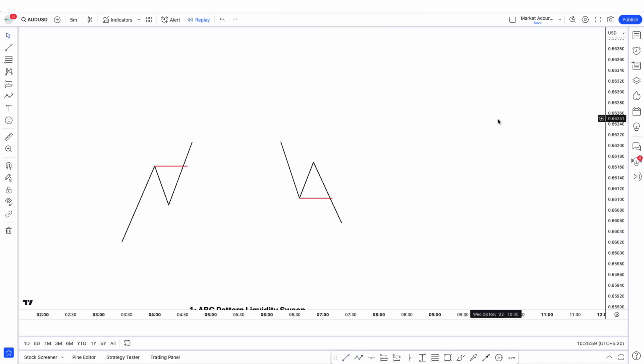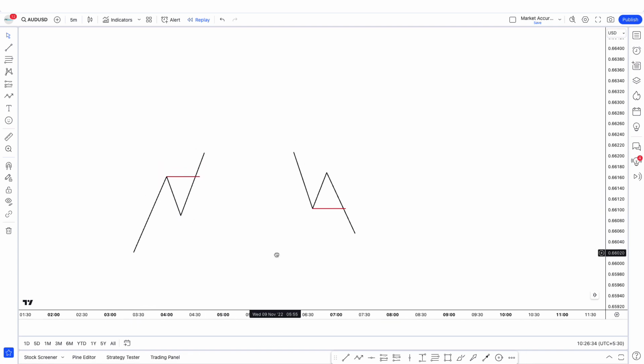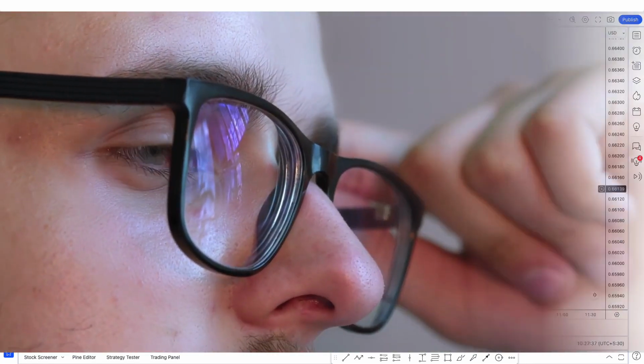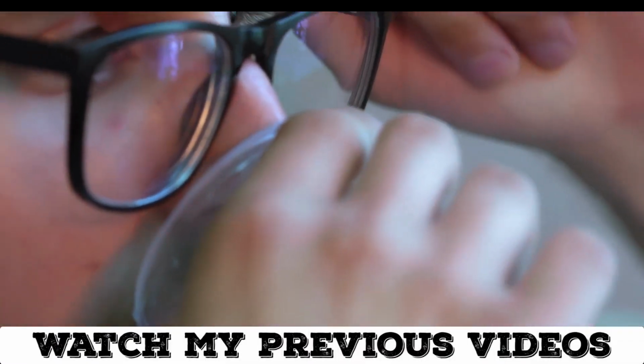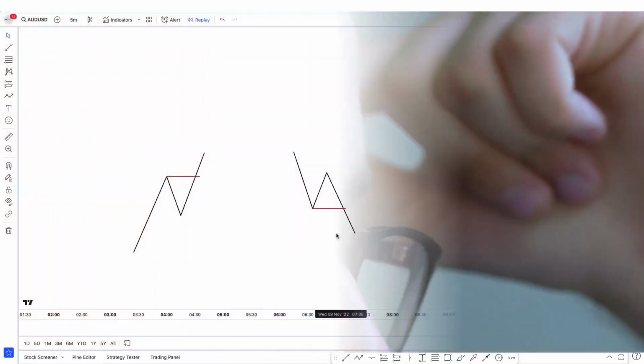And in this scenario, if you want to go short, we look for this pattern, and we look for this pattern if you want to go long. I hope that is clear. If it isn't clear to you, you can go and watch my previous videos and it's going to be clear to you what is an ABC pattern.